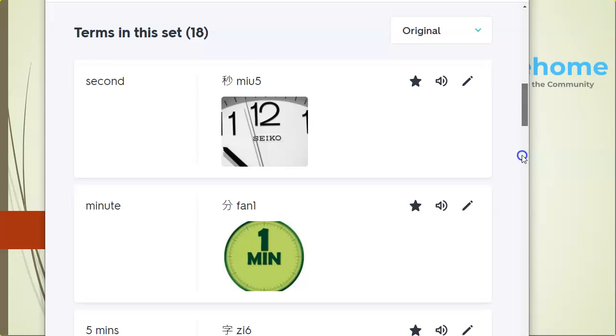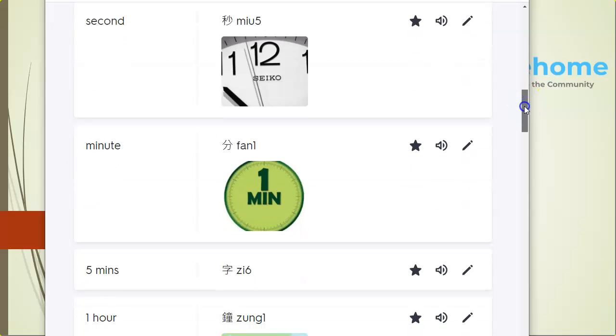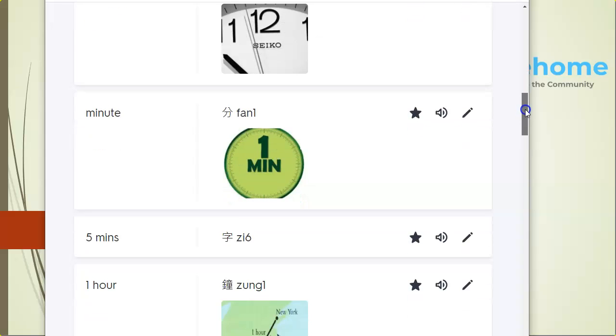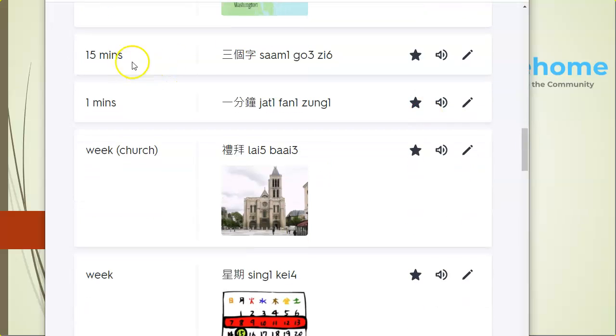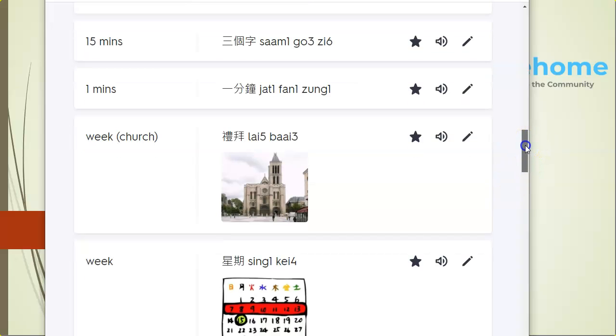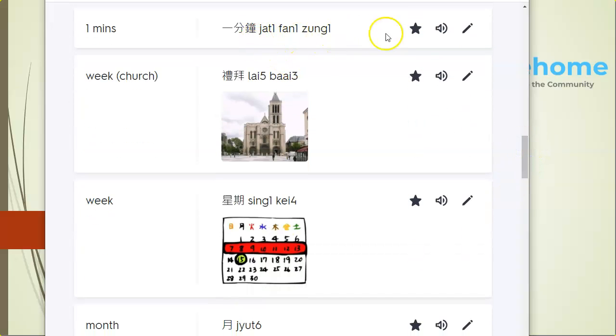Okay, so a little bit to explain. In these flashcards, I also add the measure words. So you will see here, minutes, then you will see 3個字. They are all with my audio and also the 粵拼. 1分鐘, 1分鐘.